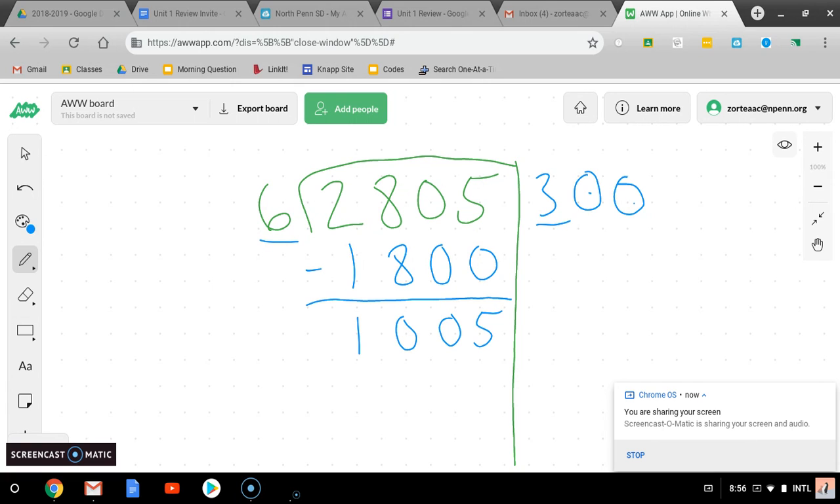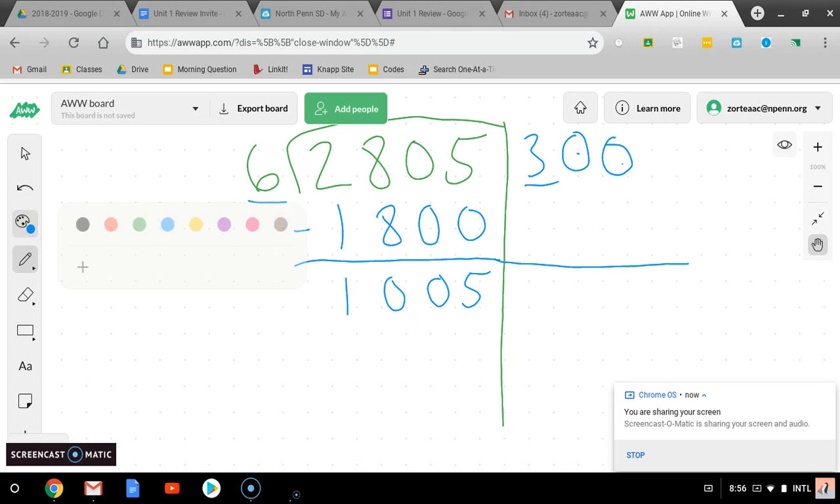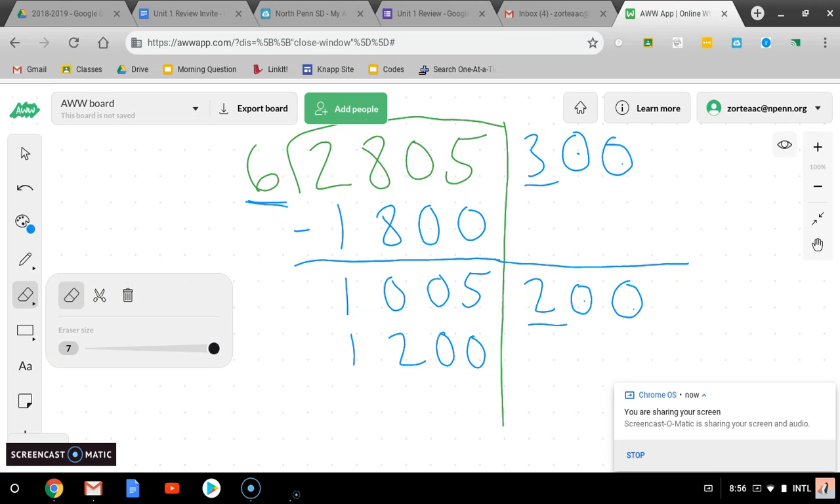All right, so I can definitely take out some more groups here. So I'm going to try that. Let's see. Maybe I can take out, let's try 200 groups. So 200 groups of 6. Again, I can do 2 times 6, which is our 12 with 2 zeros. All right, so I had 1,000. I'm trying to take away 1,200. That's not enough. So I made a mistake. 200 groups was too much.